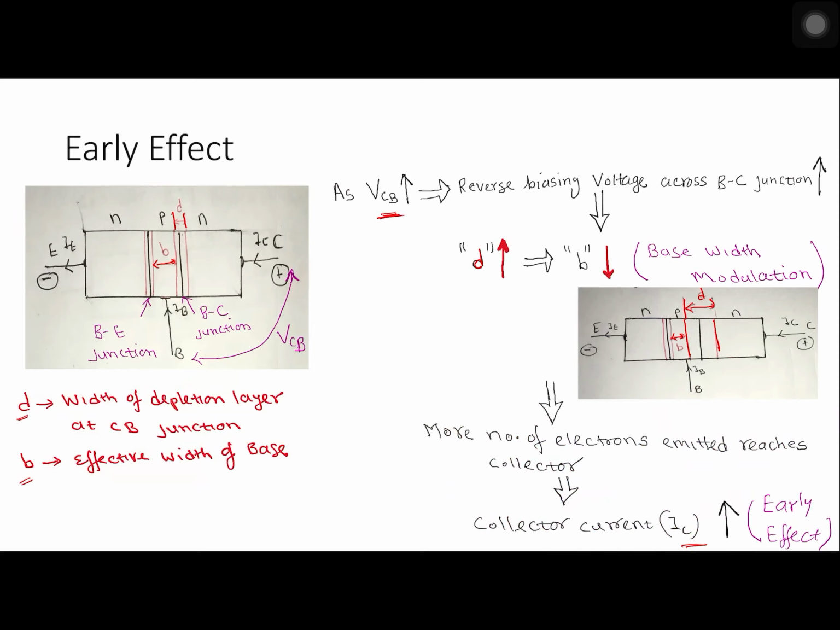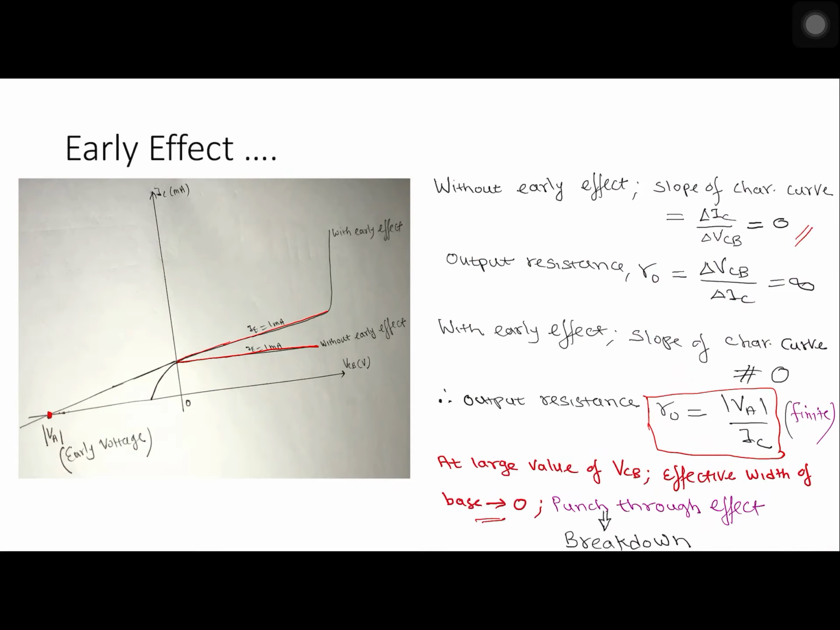Okay, and to extend the concept, at certain large value of VCB, if VCB is very large, D will be very large. In that case, value of B might tend to 0. That effect is known as punch through effect. Base is being punched out of the system and it results into breakdown in the transistor.